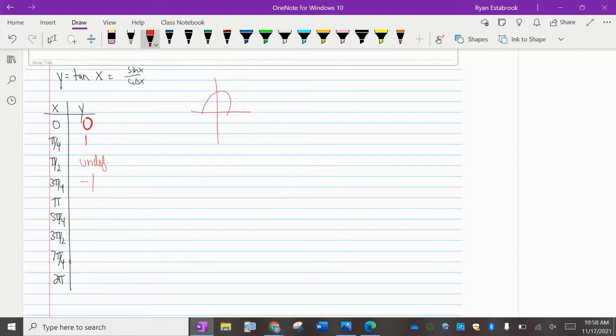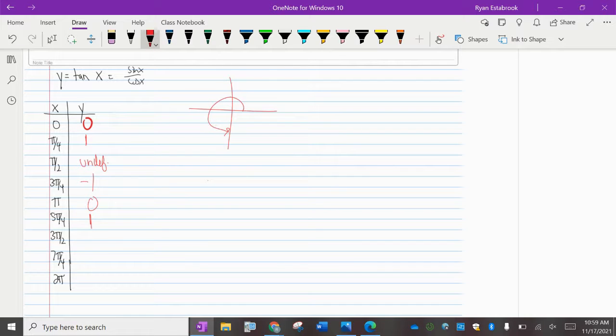Next, we're on to pi. So we're talking about this angle. The tangent of pi is the sine of pi divided by the cosine of pi. That's back to 0 again. 5 pi over 4 is the angle splitting right down the middle in that third quadrant. What would be the tangent of that angle? +1. We're back to being positive because there's a negative over negative.